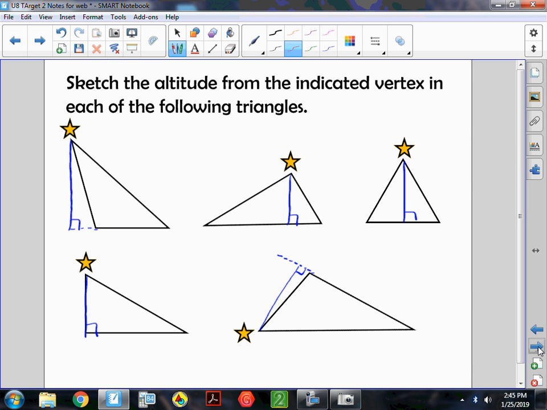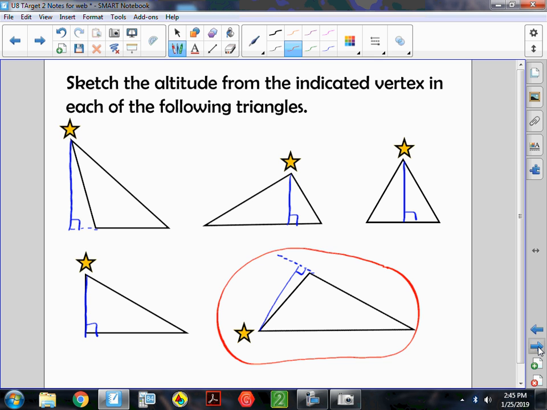Here are some altitudes drawn for you from the vertex that's been starred. So you can see that each one of those goes from a vertex and then is perpendicular to the opposite side. A couple of those are inside the triangle, a couple are outside the triangle. Like this bottom one on the right, you can extend the side length to see where that altitude is.